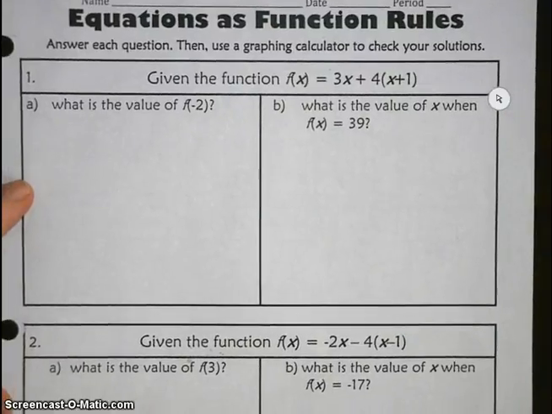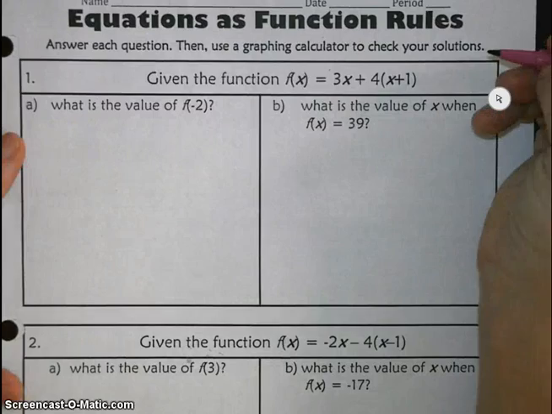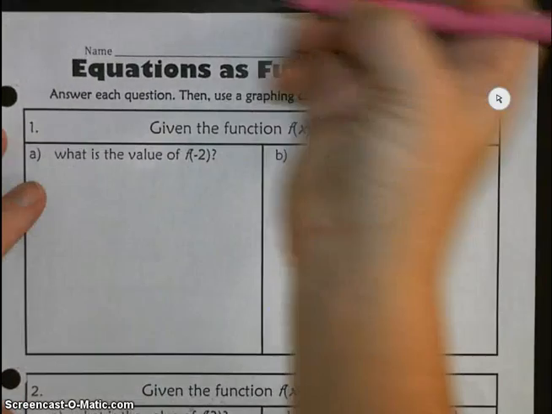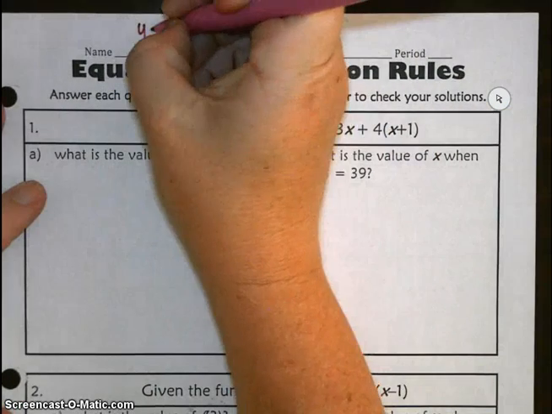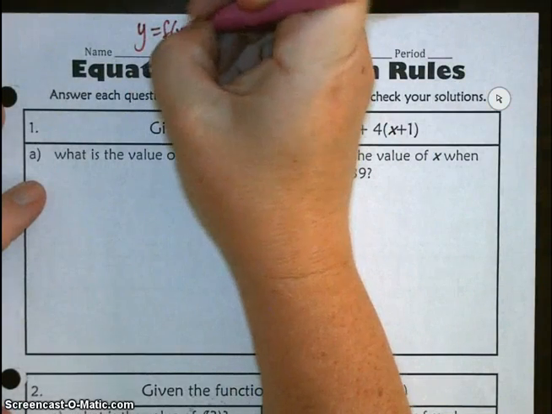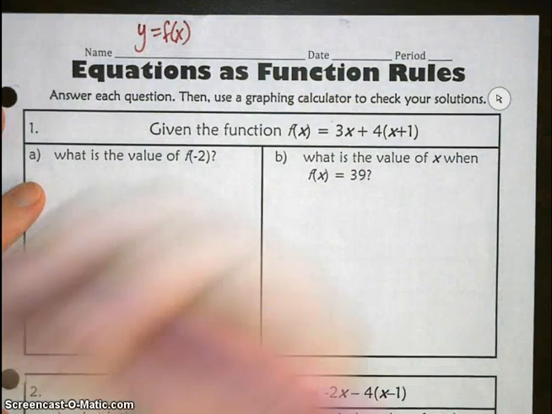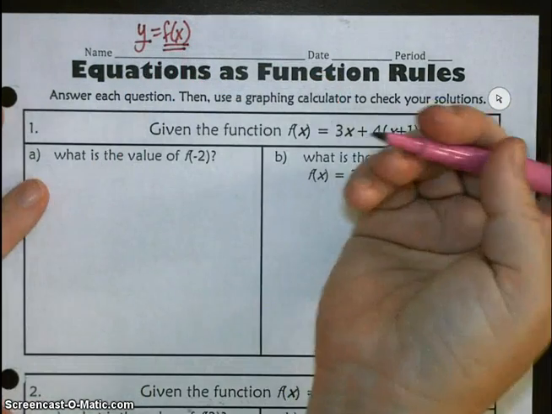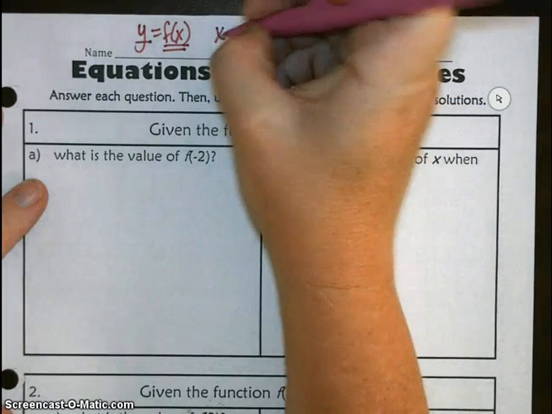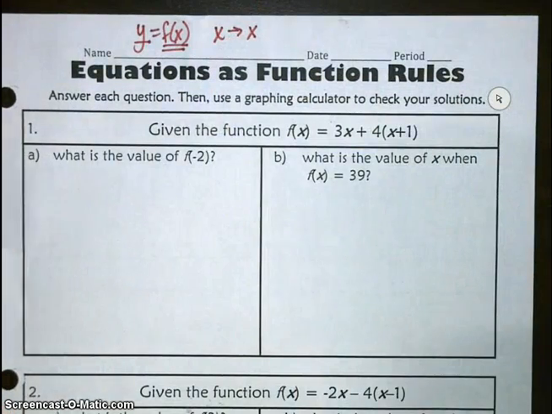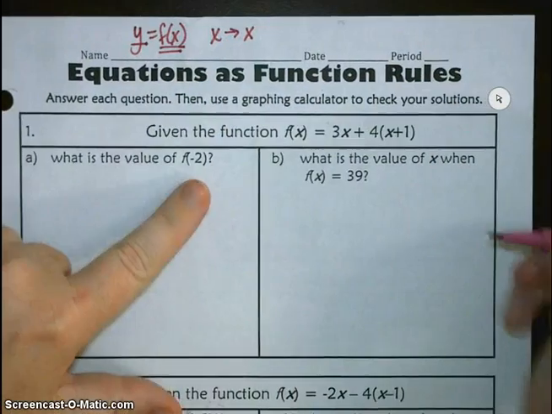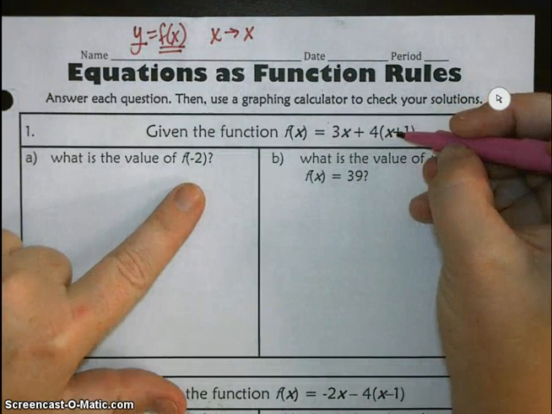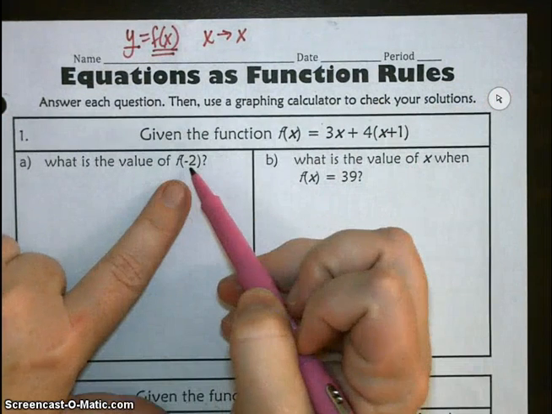So today we're going to talk about equations as function rules. We have something called function notation. And in function notation, we need to remember that y is the same thing as f of x. So anytime we're looking for the y value, f of x really means the same thing, whereas x is still the x value.